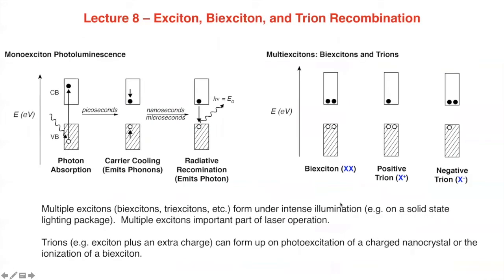Okay, so today we're going to start talking a little bit more about exciton recombination, luminescence in particular. And I just want to remind you, of course, we've talked about monoexciton photoluminescence. So photoluminescence is a type of luminescence process. It's distinct from electroluminescence, where you pump in electrons and you get photons out. This is where you pump in photons and you get photons out.